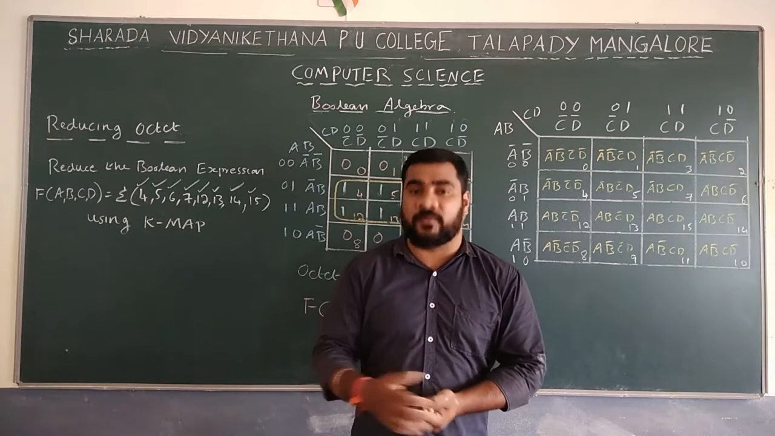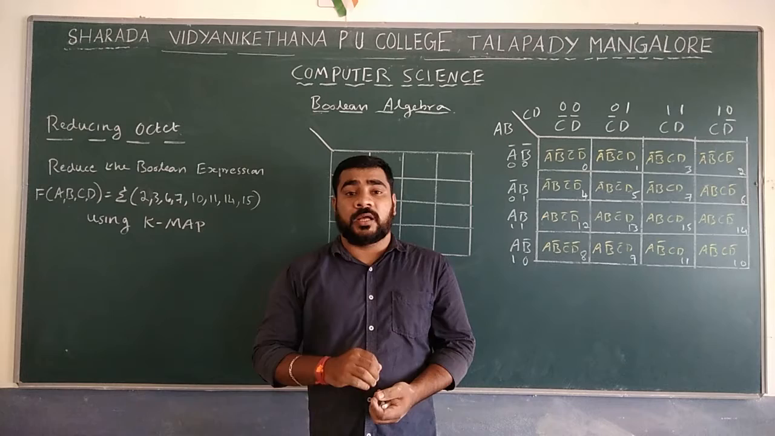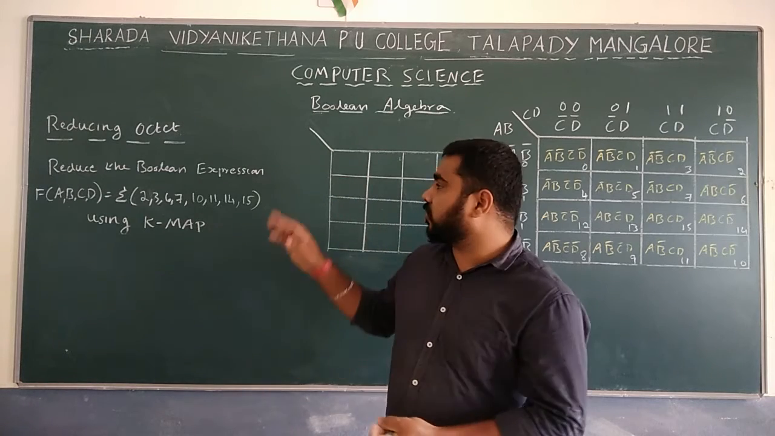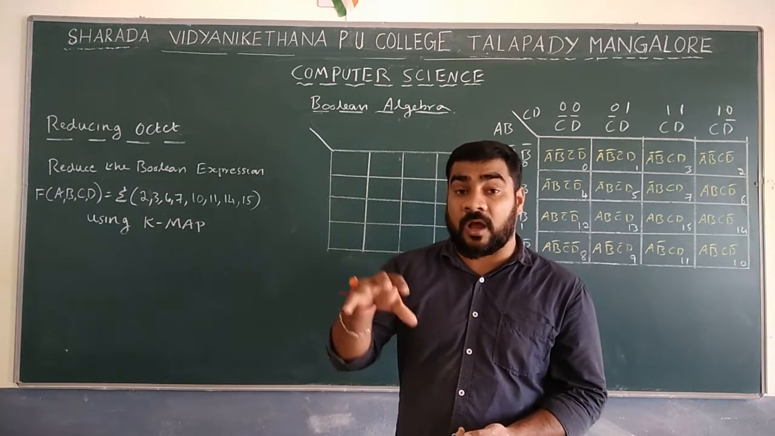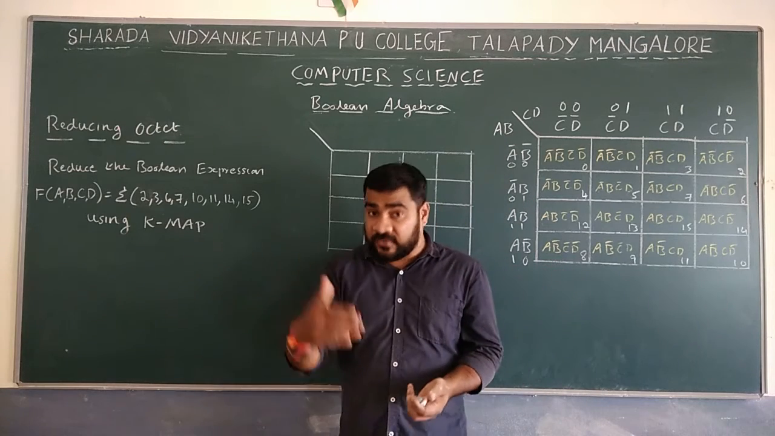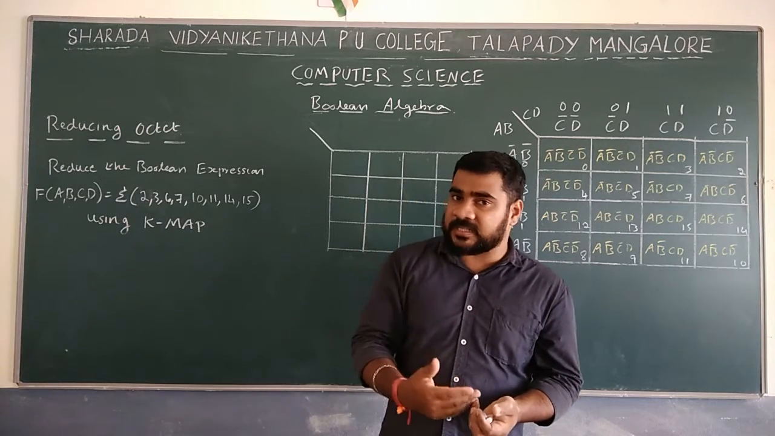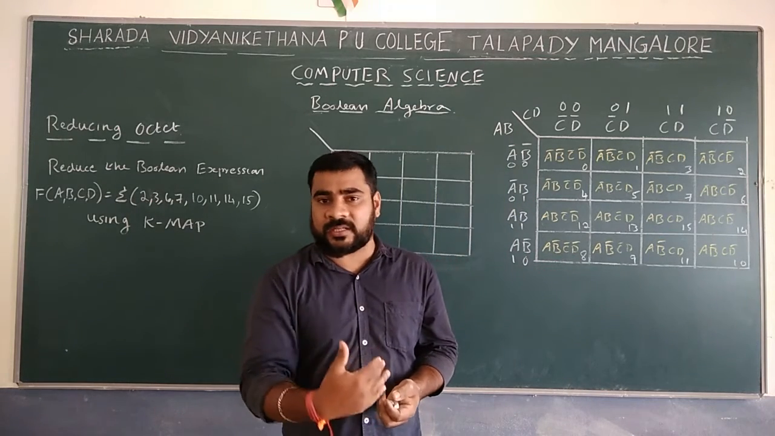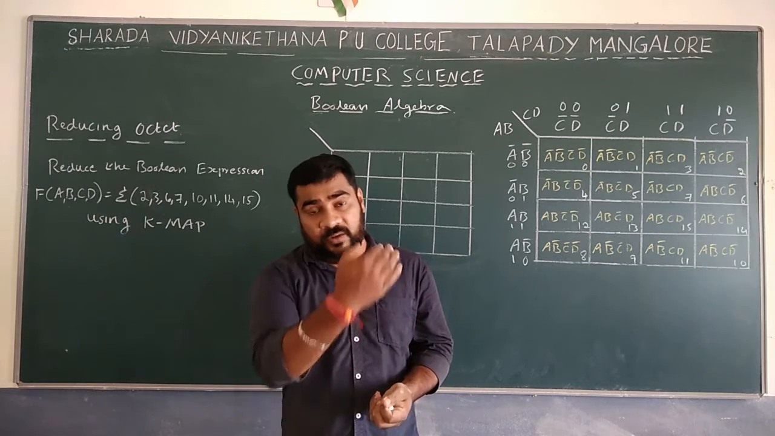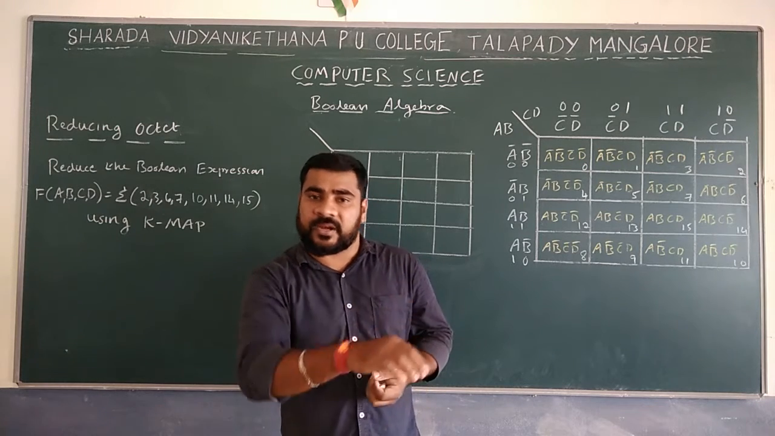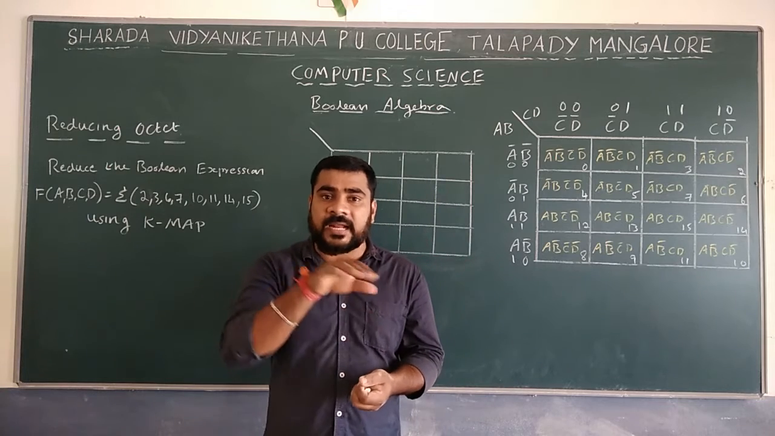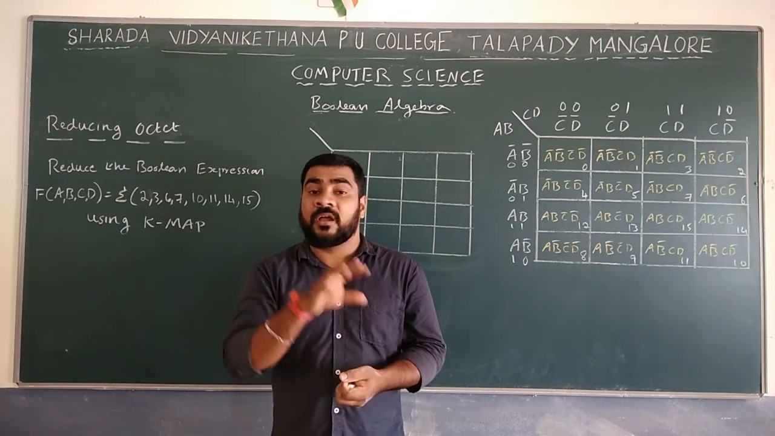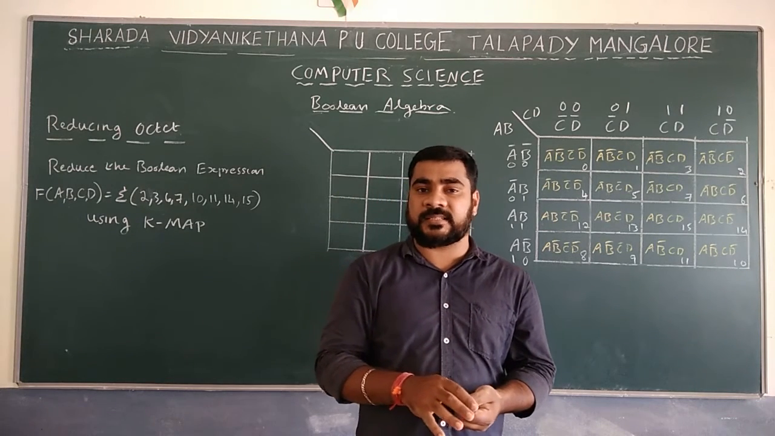Now we will move to one more example. Here is the second example, based on reducing an octet. When an octet is there, how can we reduce? In the first example, we reduced one octet, in which 2 rows are combined. Whenever 2 rows are combined, how can we reduce that? At the same time, whenever 2 columns, an octet means 8 adjacent cells should be there. How will you get 8 adjacent cells?